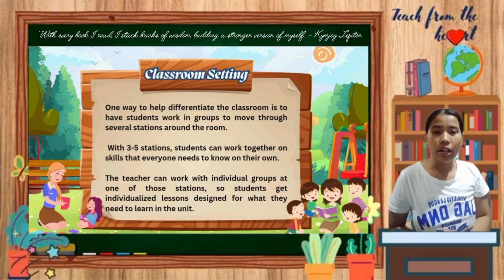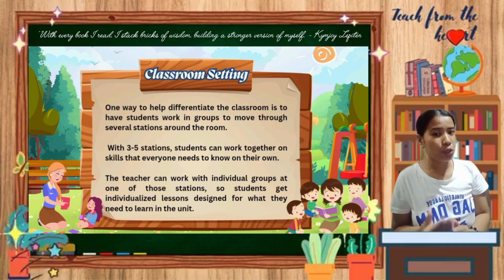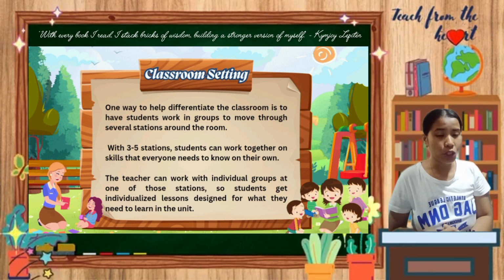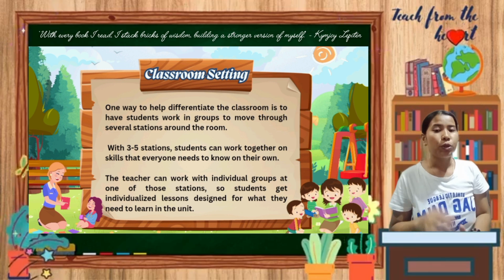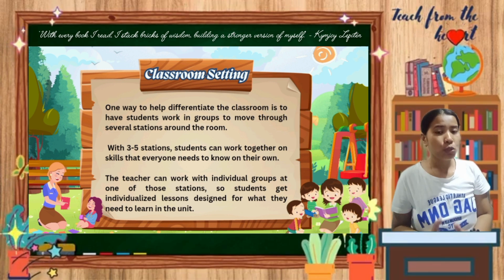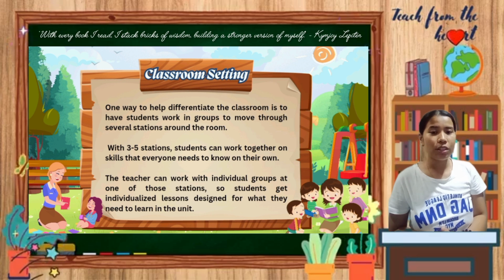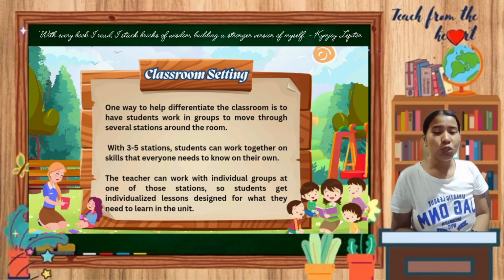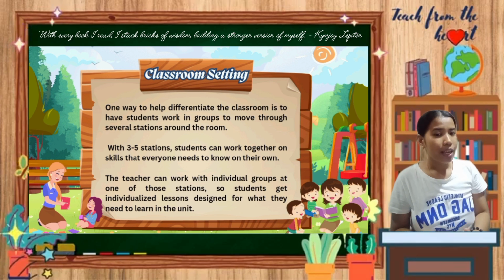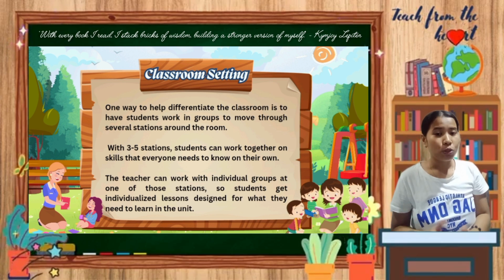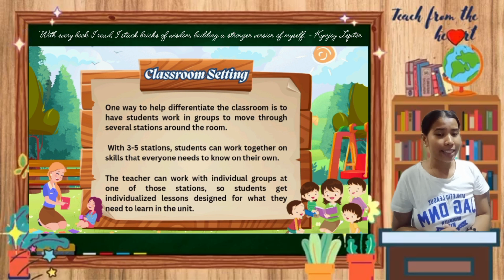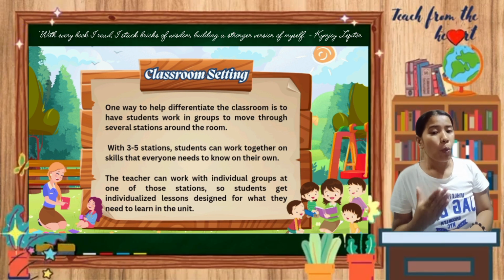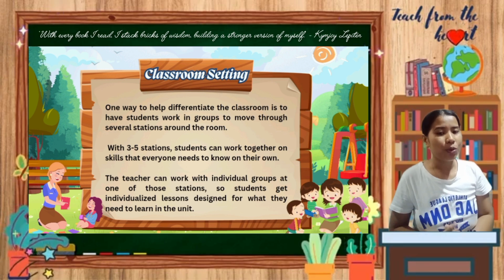One way to help differentiate the classroom is to have students work in groups to move through several stations around the room. With 3 to 5 stations, students can work together on skills that everyone needs to know, and some on their own. And lastly, the teacher can work with individual groups at one of those stations. So students get individualized lessons designed for what they need to learn in the unit.